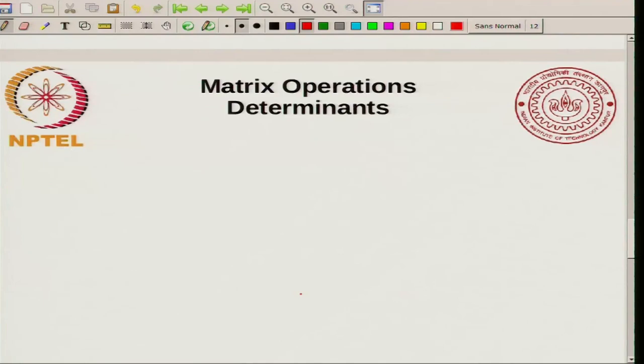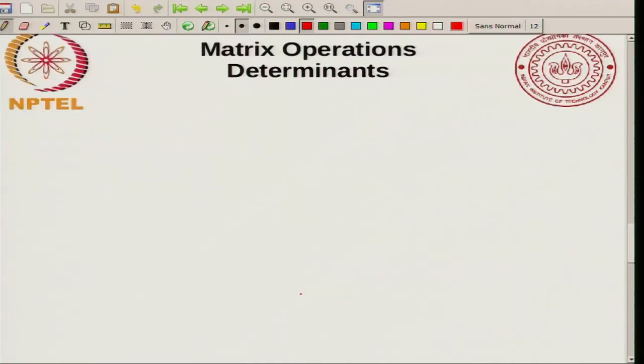There are some other useful operations or objects that are defined in relation to a matrix, and this is the determinant. Determinants are only defined for square matrices. So if you have a matrix A, which is an n by n matrix, then you can write the determinant of A in the following way.